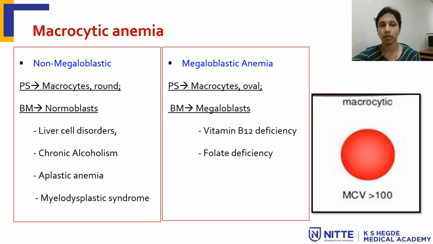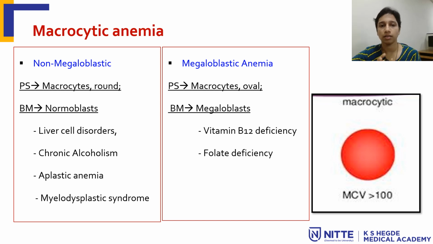In non-megaloblastic anemia, the peripheral smear will show macrocytes, which are large RBCs, round in shape. So they are round-shaped macrocytes. Whereas in megaloblastic anemia, they are oval in shape, so they are called macro-ovalocytes. When you examine the size of the erythroid series precursors, which are erythroblasts, they are larger in size, so they are called megaloblasts. Whereas in non-megaloblastic anemia, the size of these erythroid series precursors is normal, so they are called normoblasts.